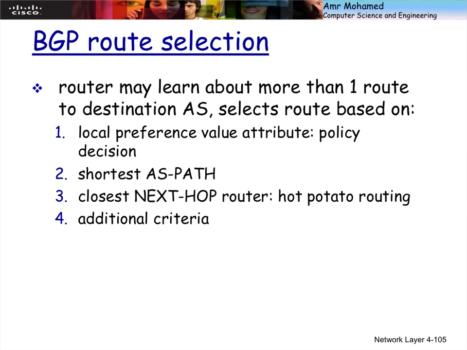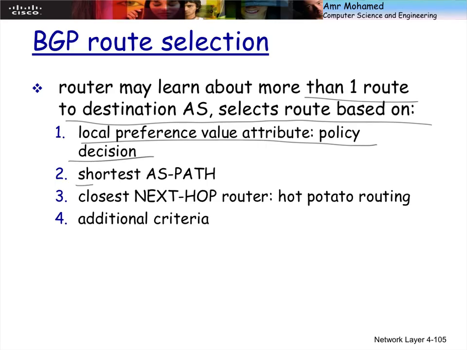So the router may learn about more than one route to a destination AS. This is what we've been discussing. It selects based on, first, local preference, which is the policy decision. If the policy is the same for both, then we select the shortest AS path. Shortest AS path first. And if both of them are the same, then we go with the closest next hop, the closest boundary router.